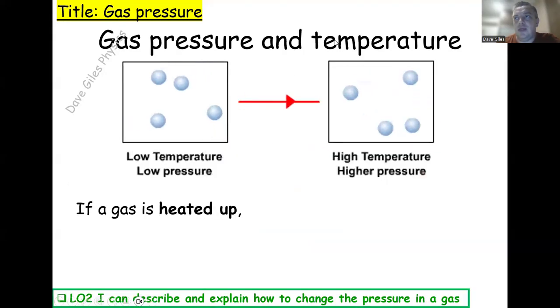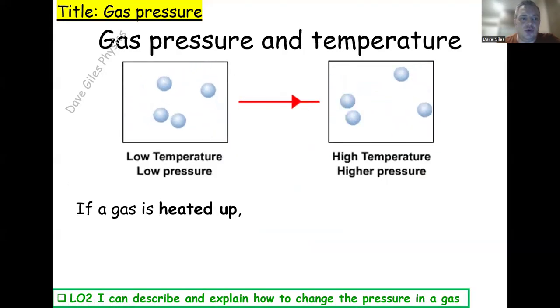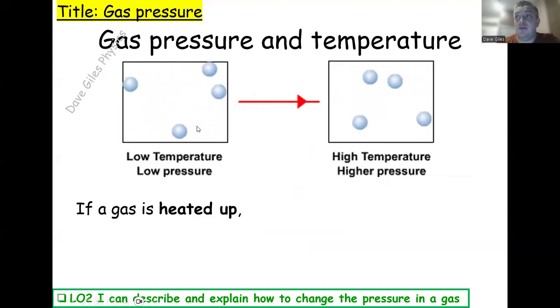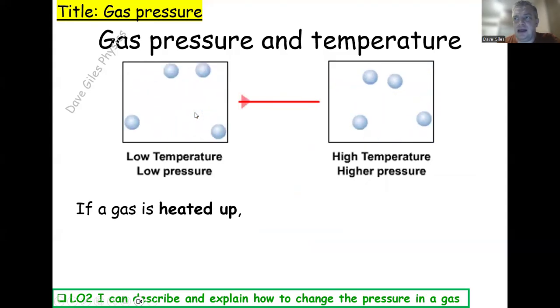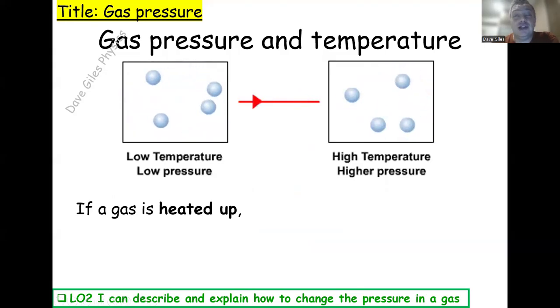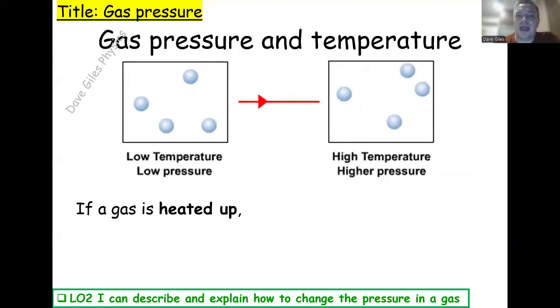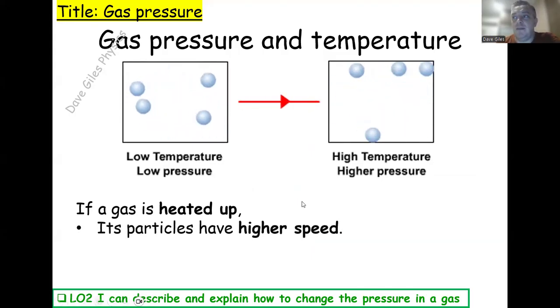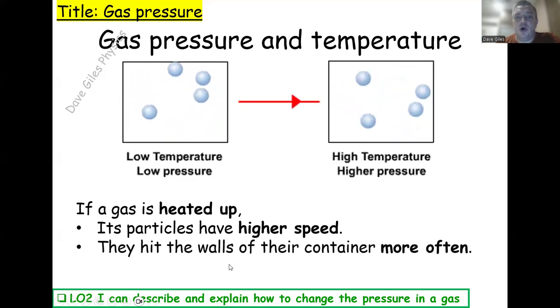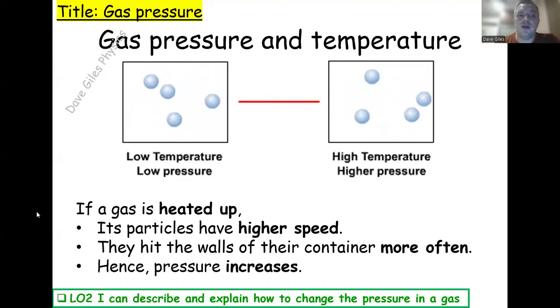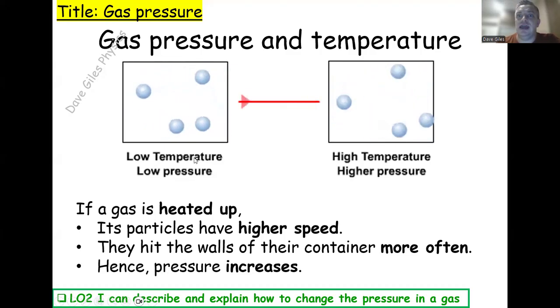The last little thing to look at with regards to increasing pressure is temperature. If a gas is heated up, the particles gain kinetic energy, which means there are more collisions with the wall, and each collision also has a greater force on the wall. So that increases the pressure. They've got a higher speed, higher kinetic energy. They hit the walls of the container more often and with greater force, which increases the pressure inside the container.